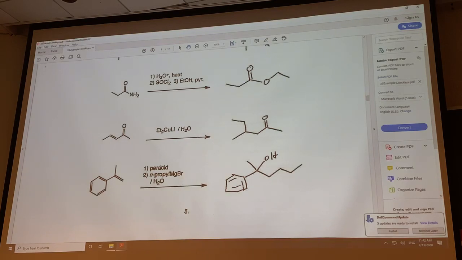Per acid, oh, that's a 351 reaction, right? I think that's chapter 9 from 351. That forms what? MCPBA or any per acid with an alkene forms, right, an epoxide. Then you have the epoxide here. Then the Grignard adds on the less hindered spot, which would be out here. That pushes the alcohol over to that spot, the tertiary spot.